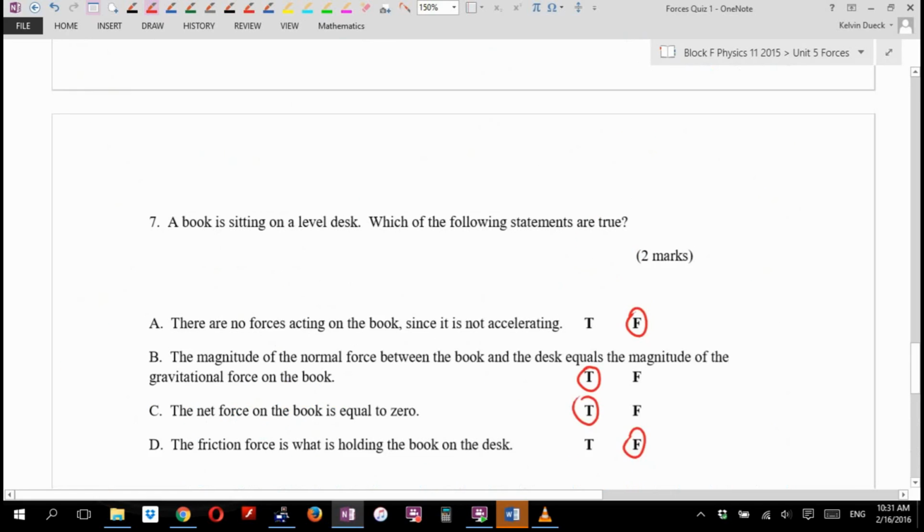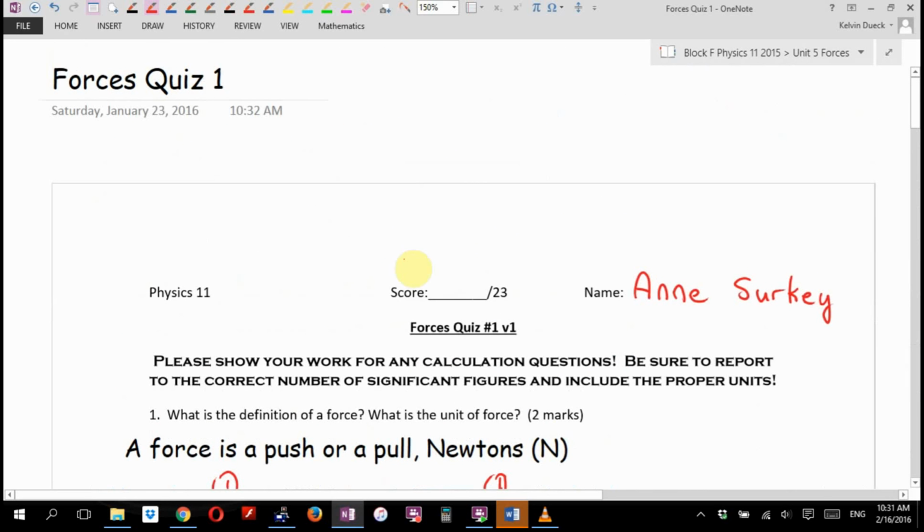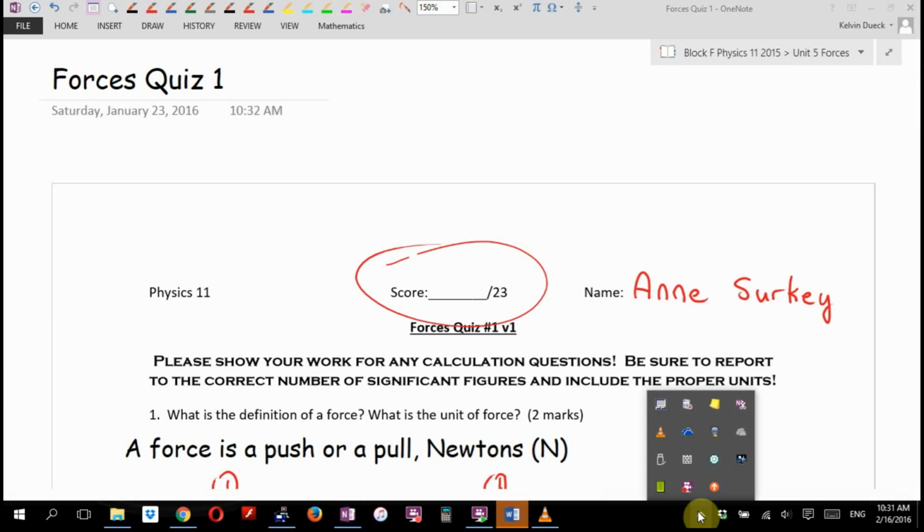Can you give yourself a lovely score out of, count 'em, 23? And now is the time to come lawyer with me.